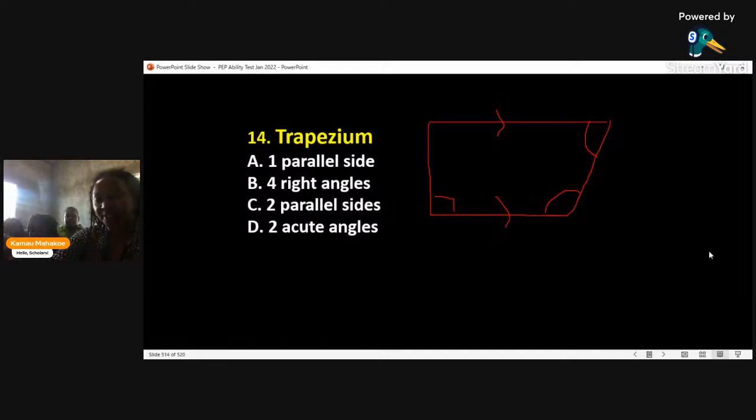All right, trapezium. What do we need for a trapezium? I'm sure you don't see four right angles there. There are two right angles in the trapezium. What do we need for the trapezium? Two parallel sides. See there? The trapezium must have two parallel sides.